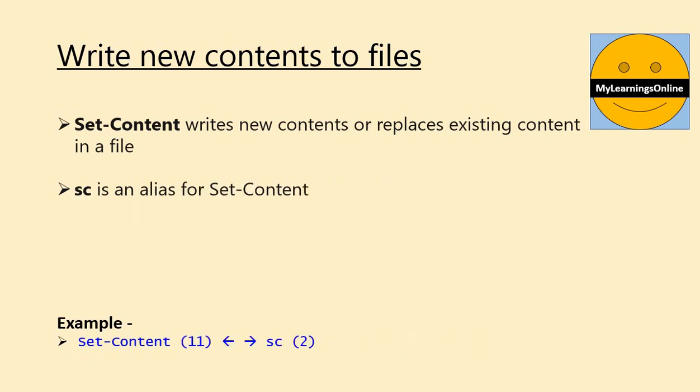SC is an alias for the Set-Content command. Aliases are always very helpful in reducing code writing time and code length itself. As we can see in the example, the command itself has 11 characters, but its alias has only 2 characters. This way, we can easily see the benefit of using an alias.